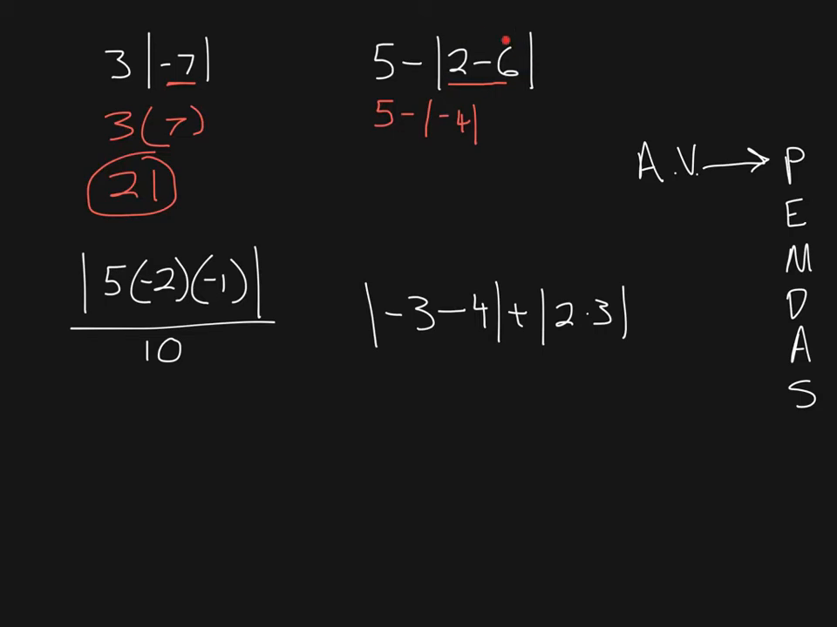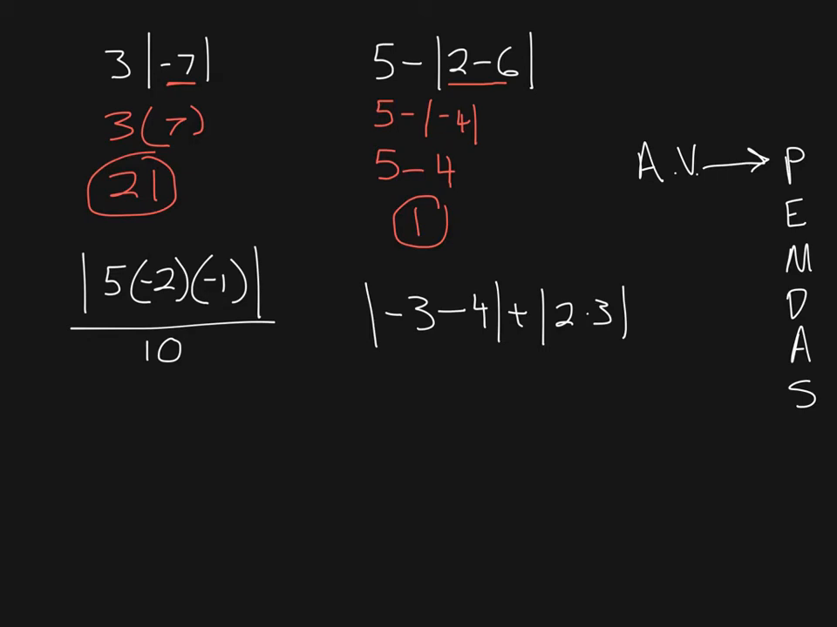We calculate what's in here first. 2 minus 6 is negative 4. Once we know the value of the expression inside the absolute value, that's when we make it positive. This becomes 5 minus the absolute value of negative 4, which is positive 4. 5 minus 4 is 1.